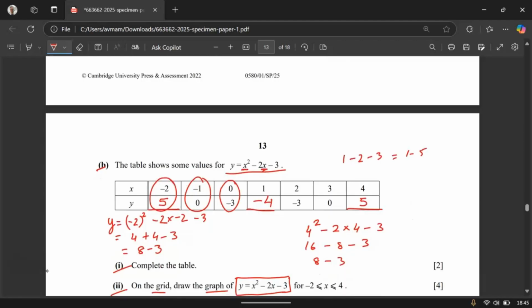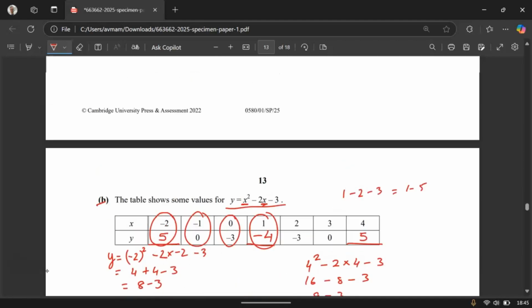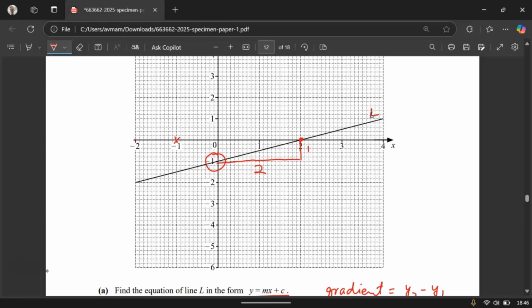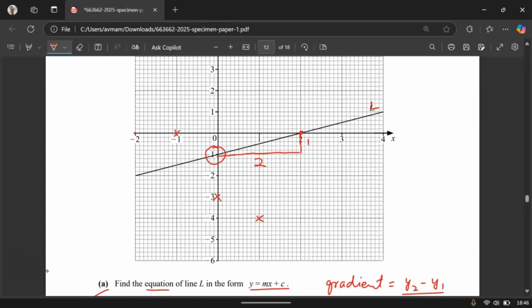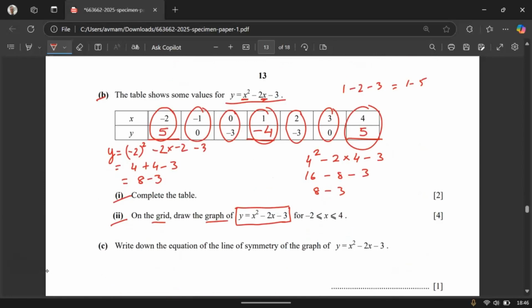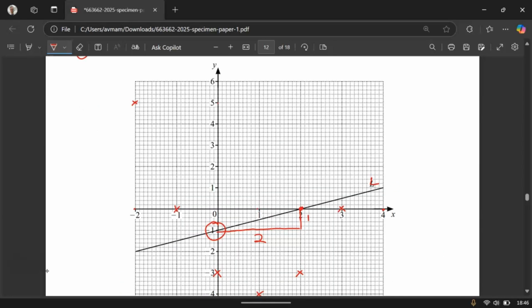The next one is 0, minus 3, and 1, minus 4. 0 on the x-axis, minus 3 on the y-axis. And then the next one was 1, minus 4. So 1 on the x-axis, minus 4 on the y-axis over here. And the next is 2, minus 3, and 3, 0. 2, minus 3 is right over here, and 3, 0 is right over here. And the last one is 4, 5. 4 on the x-axis and 5 on the y-axis, and that's there.